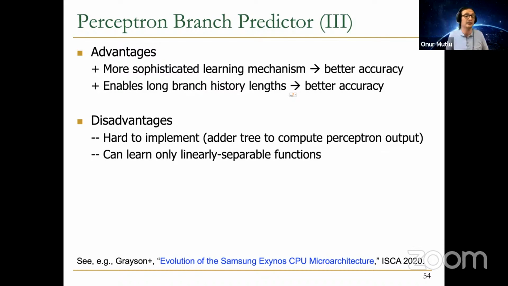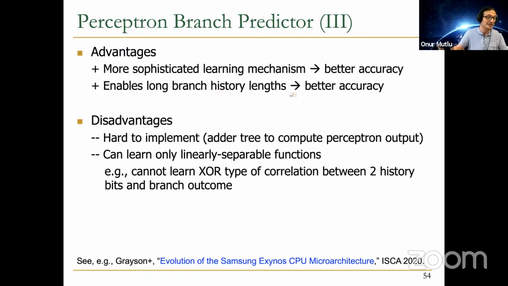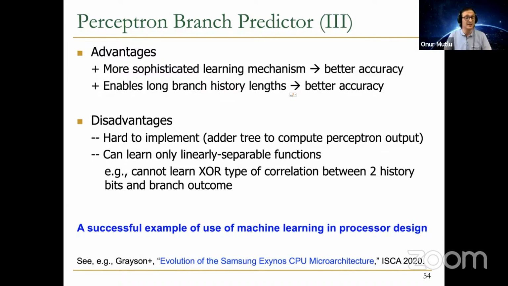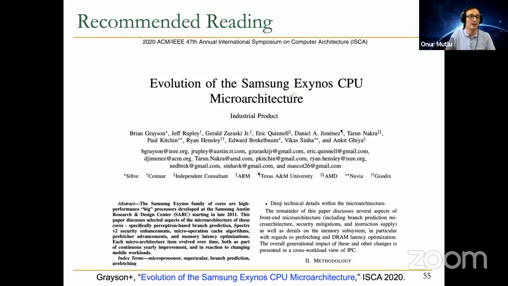So perceptron can only learn linearly separable functions. Essentially, the output needs to be a linear combination of the weights and the input. And essentially, you cannot learn an XOR function, for example, which is a nonlinear function, or any other nonlinear function. And this limits the accuracy of this approach clearly. Okay, but this is still a successful example of use of machine learning in processor design. And it was implemented in the Samsung processor. If you're interested, you can actually take a look at it. And it talks about perceptron-based branch prediction and a lot of the other things that we have talked about in microarchitecture. If you're interested, take a look.